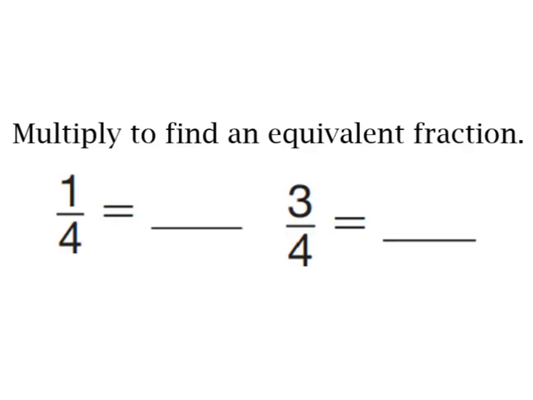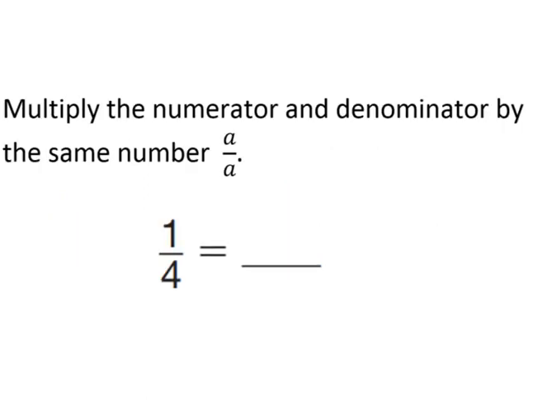Next, multiply to find an equivalent fraction. We have 1/4 is equal to, and also 3/4 is equal to. And we're trying to find a fraction that we could use as we multiply the numerator and the denominator by the same number. Okay? So, for 1/4, let's think of what we could use. And remember, you're always going to use the same number when you multiply in the numerator and the denominator.